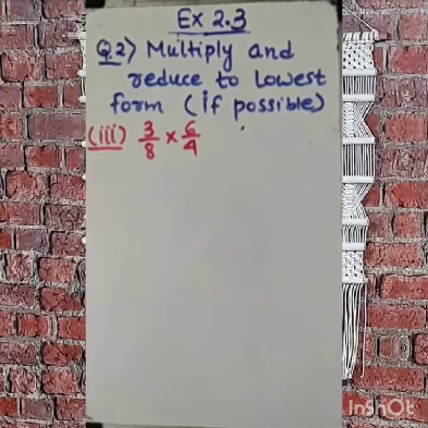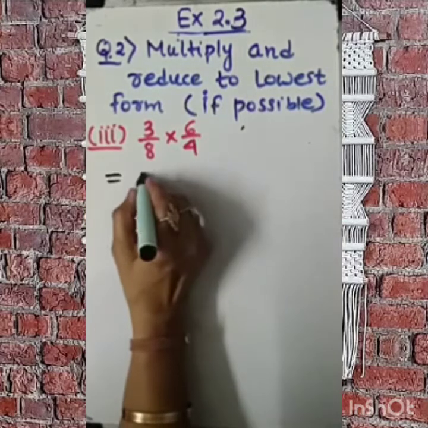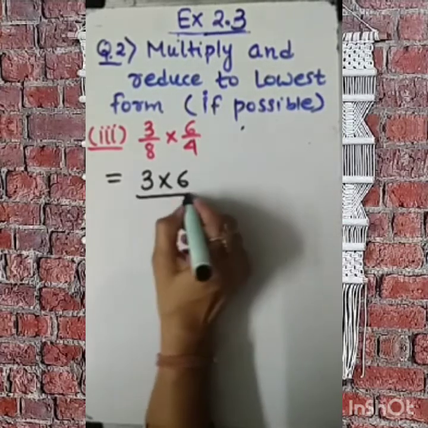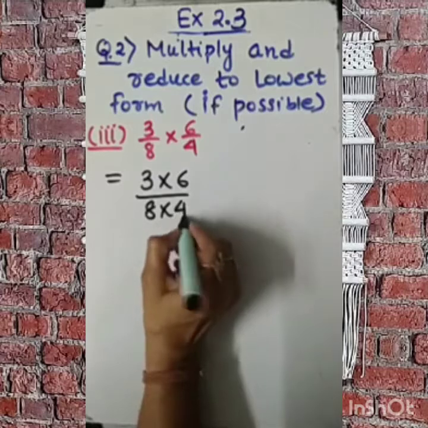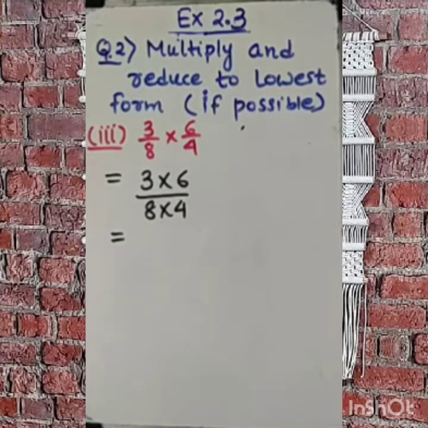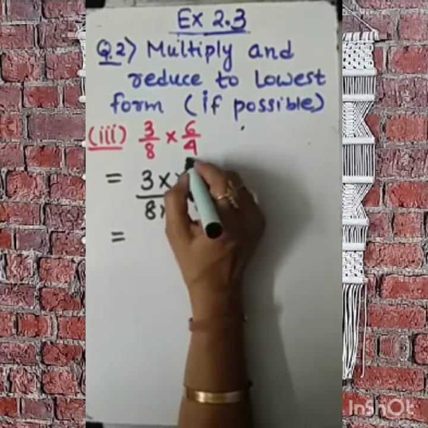The third number is 3 by 8 into 6 by 4. So in numerator we are having 3 into 6, in denominator 8 into 4. I can see here something which I can cancel. In numerator and denominator something is common. So what is that? 3 2 6.